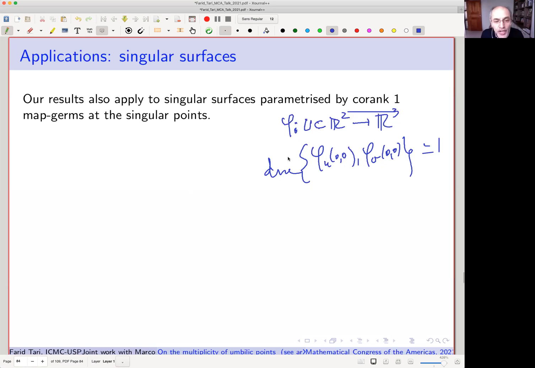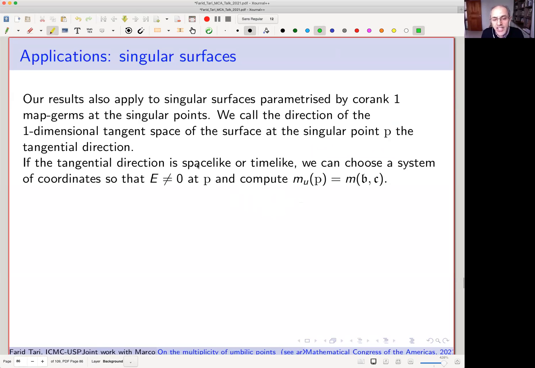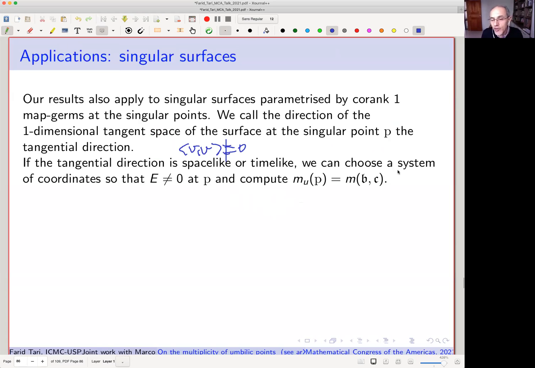When it's corank 1, we call the direction of the one-dimensional tangent space of the surface at the singular point the tangential direction. Now, if my tangential direction is v, I don't want v to be light-like. So if the tangential direction is time-like or space-like, we can choose a system of coordinates such that this direction is along phi_u, and then E is different from 0.